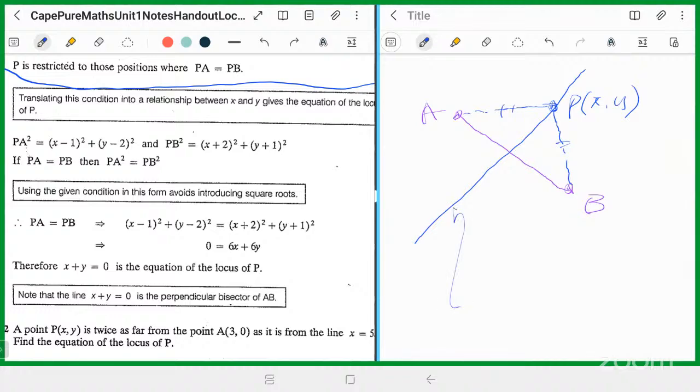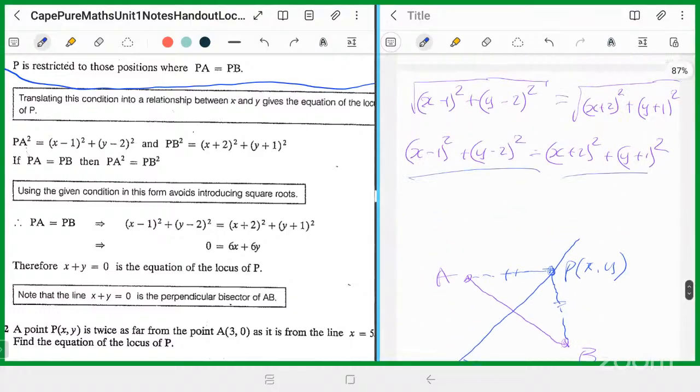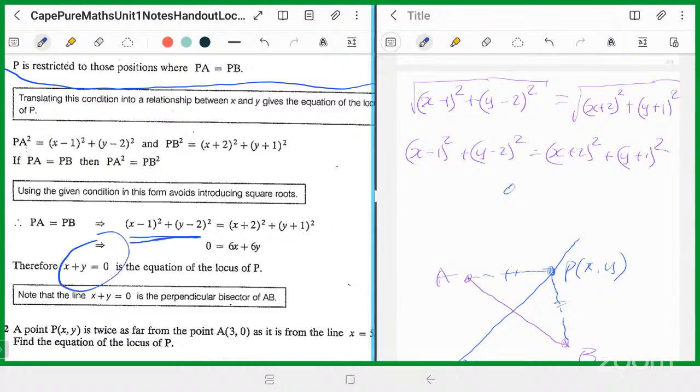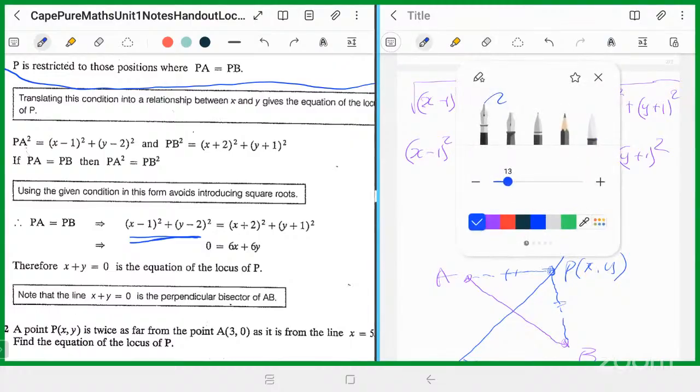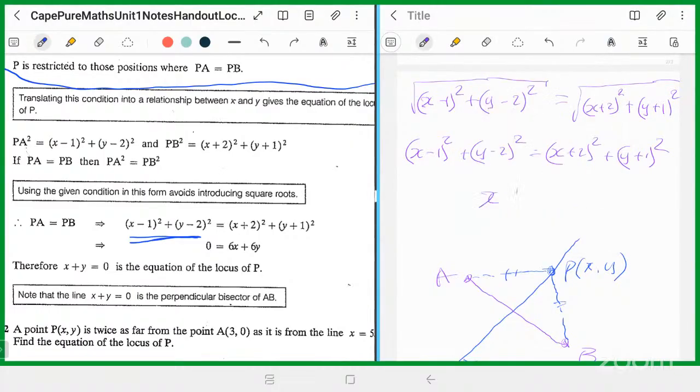And this line will be the perpendicular bisector from A to B. So instead of doing the calculation as I did here and simplifying to get this equation, it becomes x plus y equals 0. This equation reduces to x plus y equals 0. X plus y equals 0 will be the equation of this line.